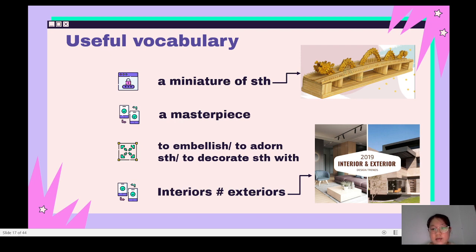And here you can see the word interiors, which has the opposite meaning to the word exteriors. You can see in the picture here the interior, sorry, it's my mistake. Interiors, either furniture or the sofa or overall, are something that is inside your home. And obviously you can see that exteriors are the outside layer of a house.